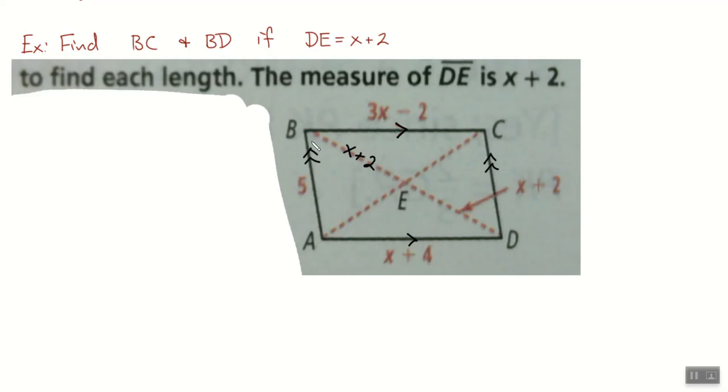They are congruent. So I'm not going to mark them, but I know that that and that match, right? It has to be the case. There's one more that we're going to use. The opposite sides are congruent.